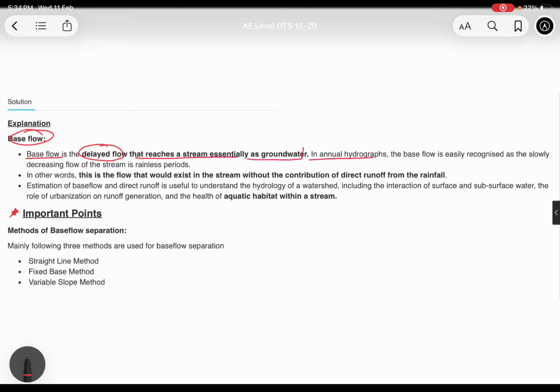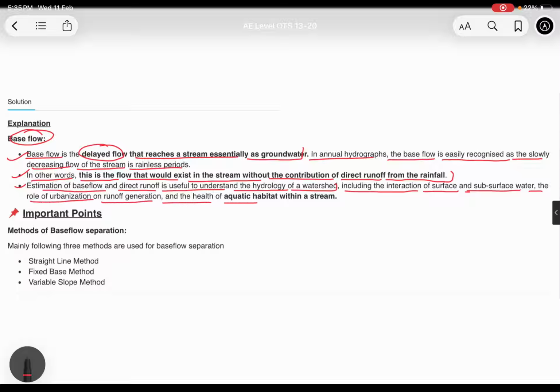In an annual hydrograph, the base flow is easily recognized as the slowly decreasing flow of the stream in a rainless period. In other words, this is the flow that would exist in the stream without the contributions of direct runoff from the rainfall. Estimation of base flow and direct runoff is useful to understand the hydrology of watersheds, including the interactions of the surface and subsurface water, the role of urbanization on runoff generation, and the health of aquatic habitat within streams.